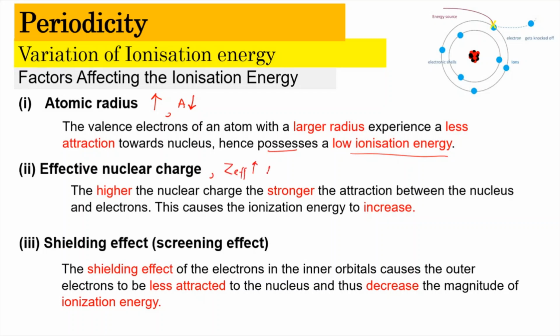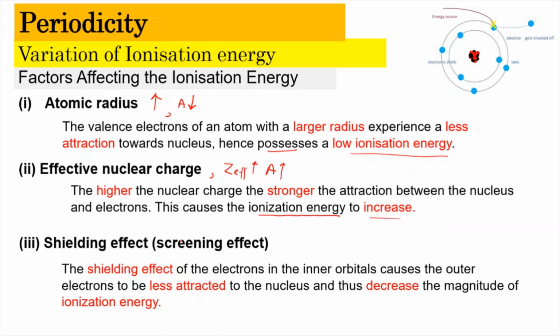Okay, for the second factor, which is the effective nuclear charge, when the ZEF increases, the attraction between the valence electron and the nucleus will get stronger. So when the attraction is stronger, the size will get smaller. Okay, so because of a very strong attraction, it is very difficult for 1 mole of electron to be removed. Hence, more energy is required to remove 1 mole of electron. Hence, you can say that the ionization energy increases.